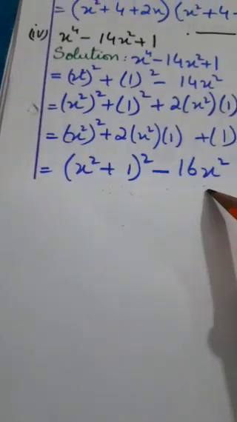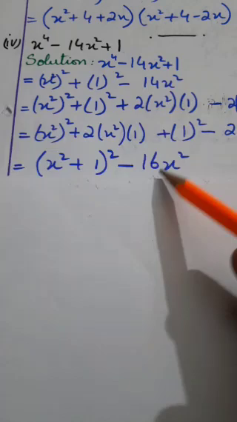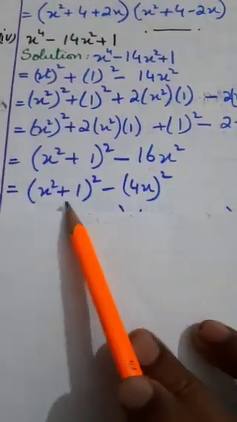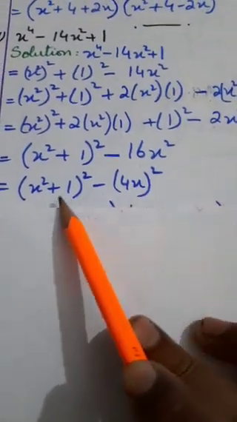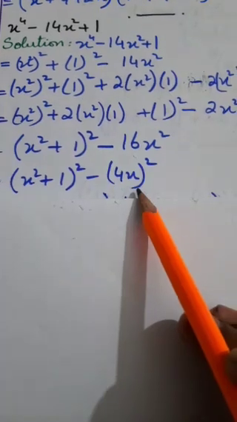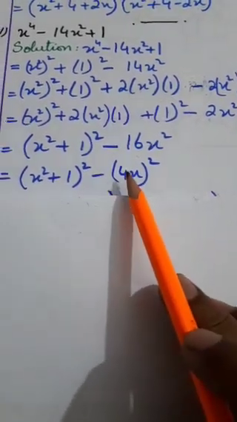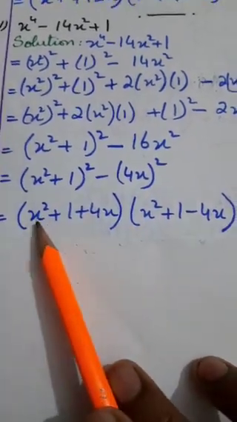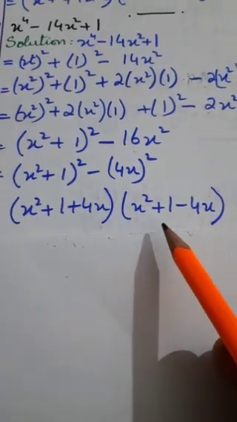Now we check that 16 is a square of any number. So yes, 16 is a square of 4. So what we do, we have to write down as a whole square form. So it is x square plus 1 ka whole square minus 4x ka whole square. Now it is a square minus b square. So we use the same formula. A square minus b square is equals to a plus b into a minus b. Now the first term x square plus 1 plus 4x and x square plus 1 minus 4x.